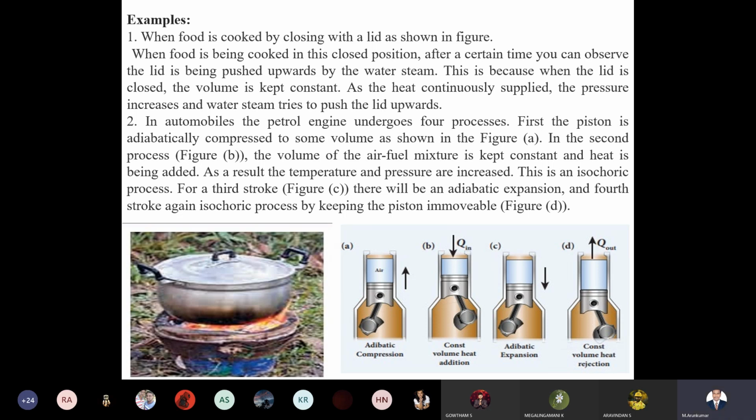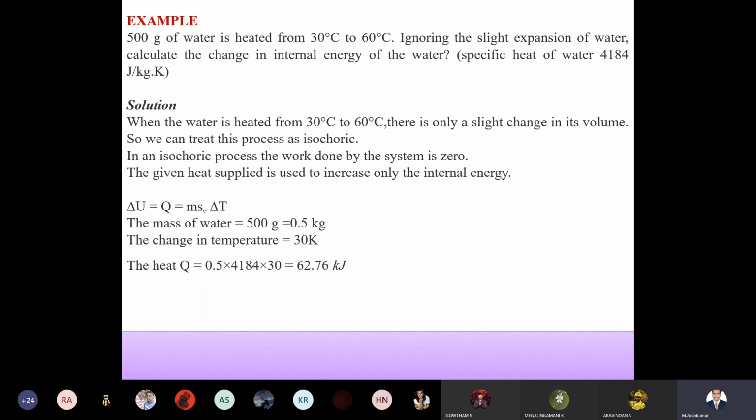Just try to understand. Then you can solve one example by using the isochoric process, I think. Yes. Just try to solve this example. 5 gram of water is heated from 30 degrees Celsius to 60 degrees Celsius. Ignoring the slight expansion of water, calculate the change in internal energy of the water. They gave a specific heat of water 4184 per kilogram Kelvin.